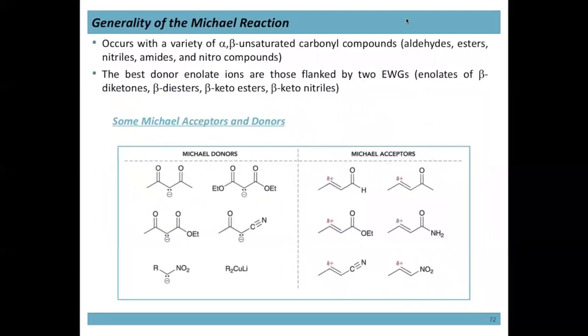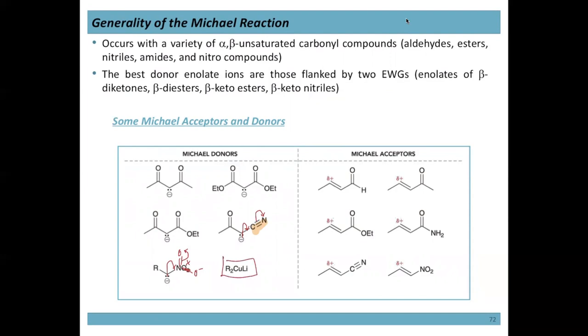So what do we want for Michael donors? Good Michael donors are those that tend to be doubly resonance stabilized, those that have 2 carbonyls, or like in this case here, you actually have somewhere for those electrons to move. So we've got 2 directions for the electrons to move into. I'll draw out the NO2 group so you can actually see how that can be involved in resonance. So you can move those electrons over and up onto that oxygen there, as well as the Gilman reagent.